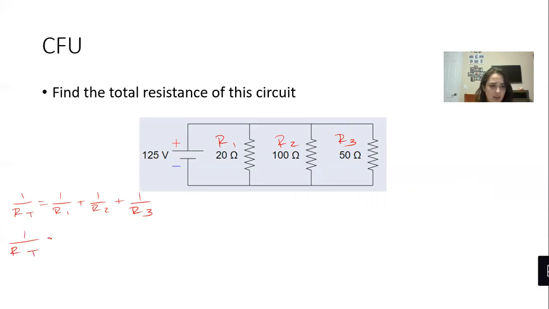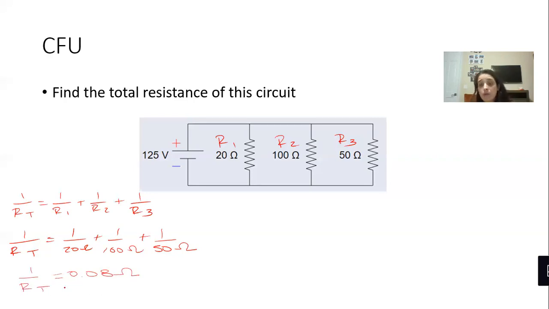Okay, so now that we've identified which resistor is what, let's plug that into our equation. So we have 1 over RT is equal to 1 over 20 ohms plus 1 over 100, sorry, 1 over 100 ohms plus 1 over 50 ohms. You're going to need a calculator to do this. Otherwise, it's a pain to just do each one individually and then add them up together. So if you plug these three numbers into a calculator, you get 0.08 ohms, right? So that's equal to 1 over the total resistance.